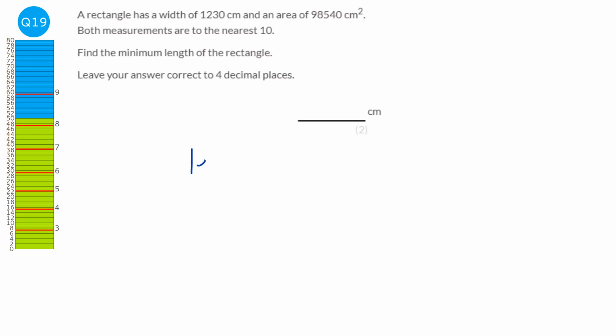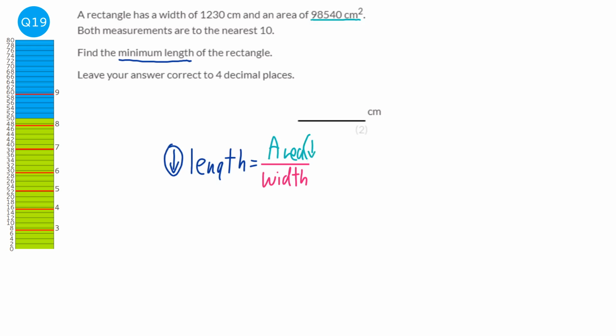To find the length of the rectangle, what we're going to do is we're going to get the area and we're going to divide it by the width. Now, the question says that it wants the minimum length. So we want the length to be as small as possible. Obviously to do that we want the area to be as small as possible. If the area is smaller, the length will be smaller.